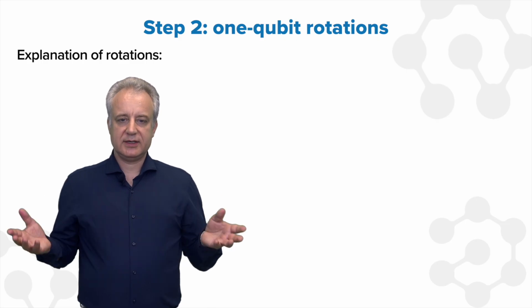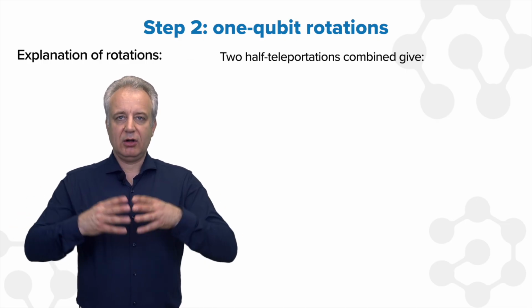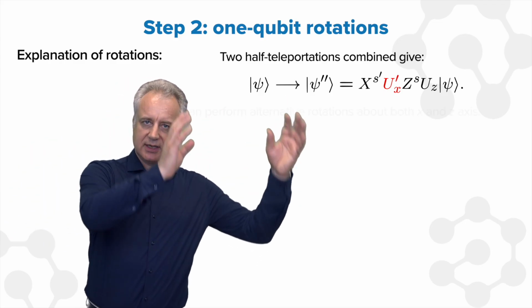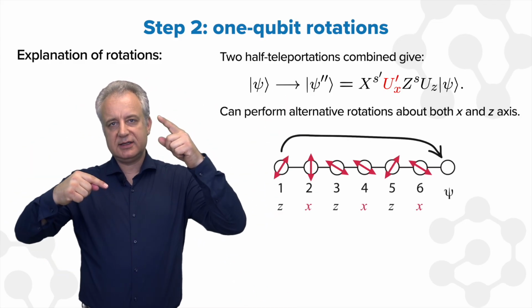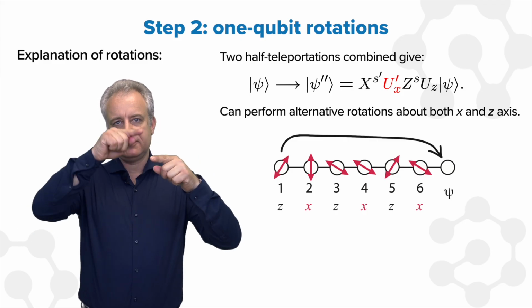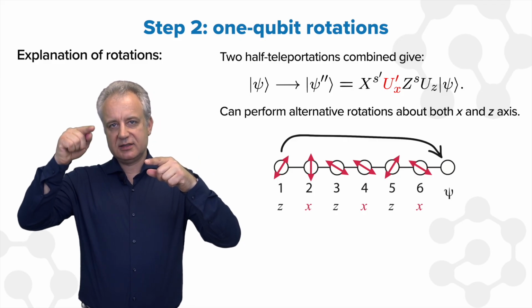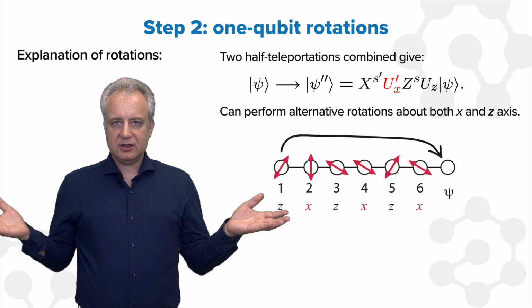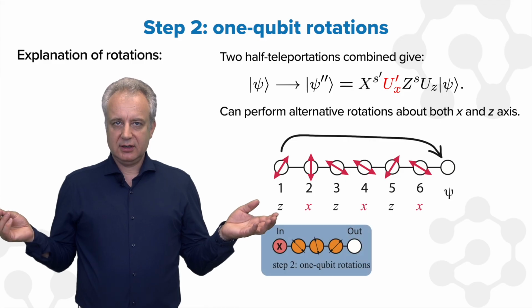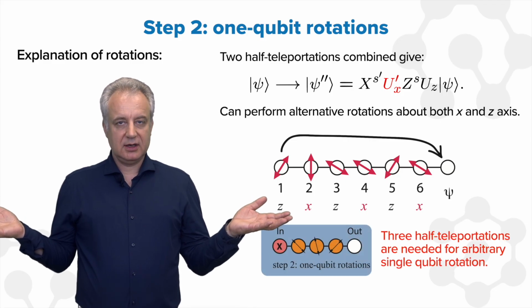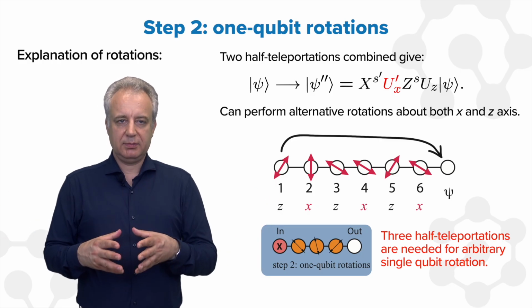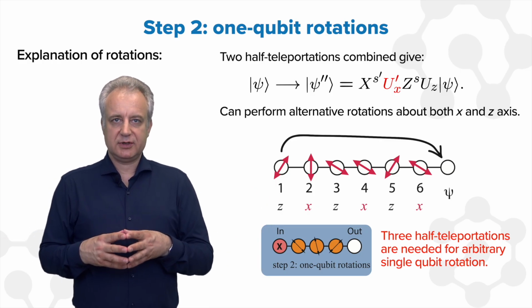So let's summarize this. Altogether, what we find when we combine more such blocks is that we have alternating sequences of Z rotation, X rotation, Z rotation, X rotation. How many do we need to do a general SU2 unitary? Well, 3. That's the Euler decomposition. Okay, so this completes the explanation of the rotations.